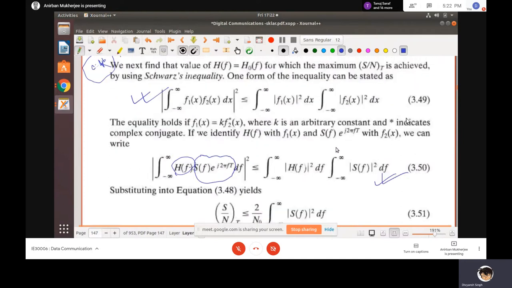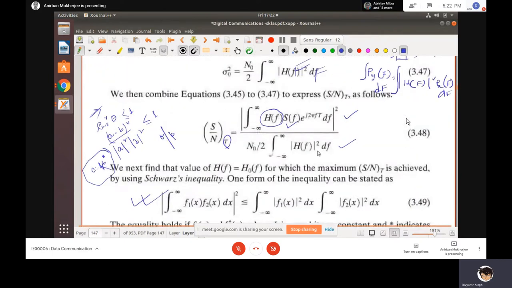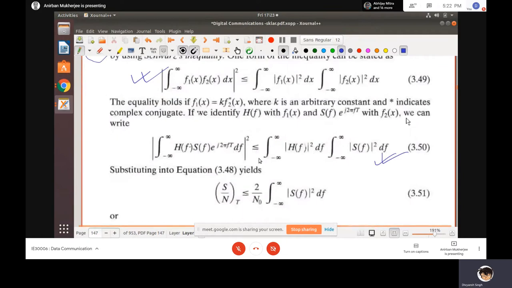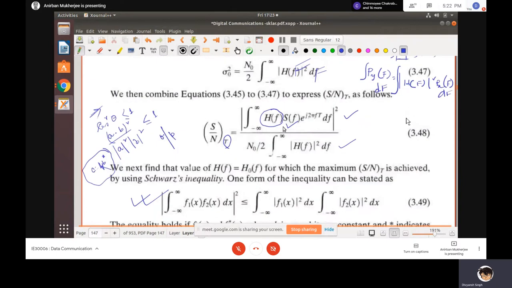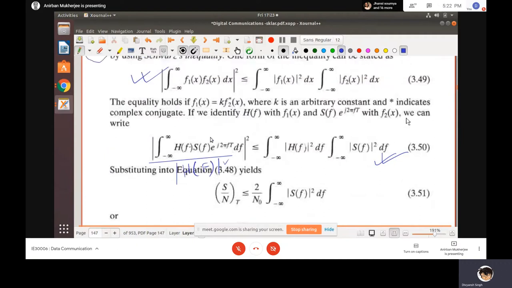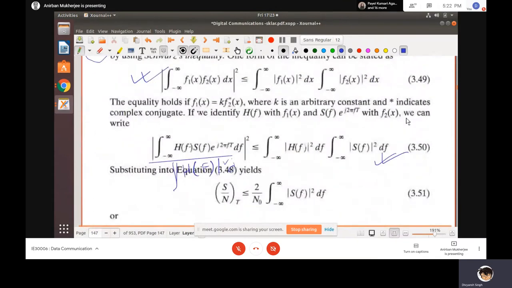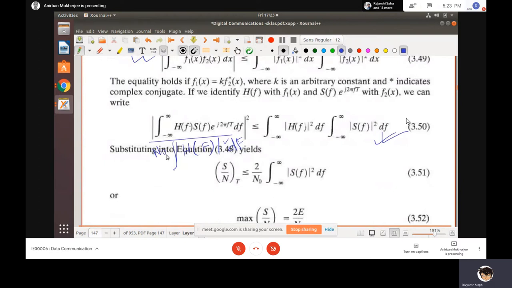Now I have this expression for my signal. What is my signal to noise ratio? Signal to noise ratio is this term divided by N0 by 2 times the integration of mod H(f) square. That means signal to noise at capital T is this top term divided by N0 by 2 integration of mod H(f) square.